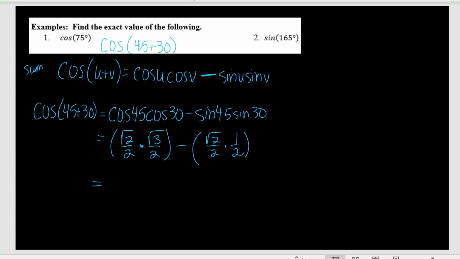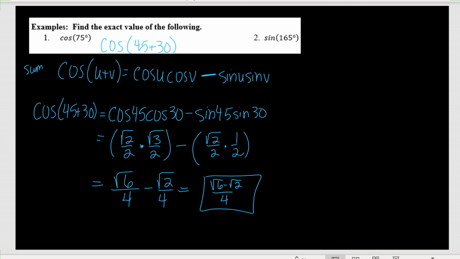All right, now we just got to multiply together and combine like terms. So square root of 2 multiplied by square root of 3 is the square root of 6. 2 times 2 is 4. Minus square root of 2 times 1 is the square root of 2 over 2 times 2, which is 4. So I have square root 6 over 4 minus the square root of 2 over 4. As one simplified fraction, it is the square root of 6 minus the square root of 2 all over 4. You're done. That's it.